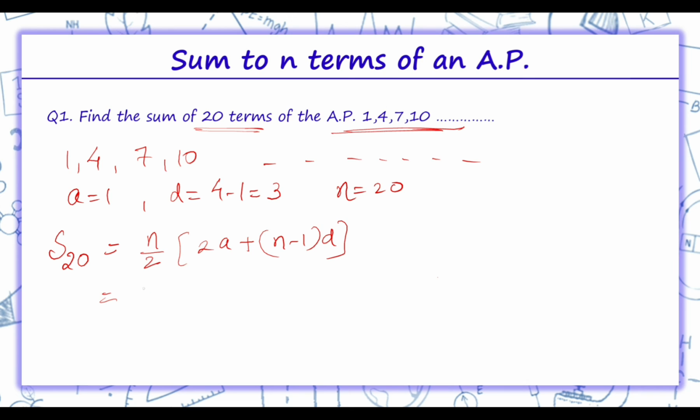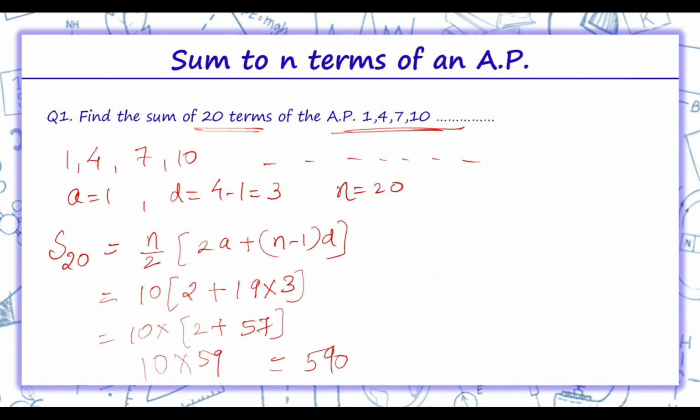So n is 20 by 2, which is 10, 2 into a, a is 1, so 2 into 1, 2, 20 minus 1, 19, 19 into d is 3. So 10 into 2 plus 19 into 3, 57. So 10 into 59, hence the answer is 590.